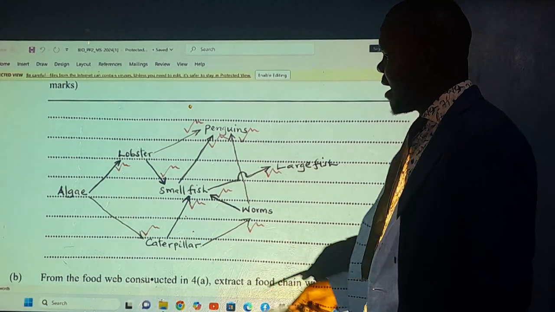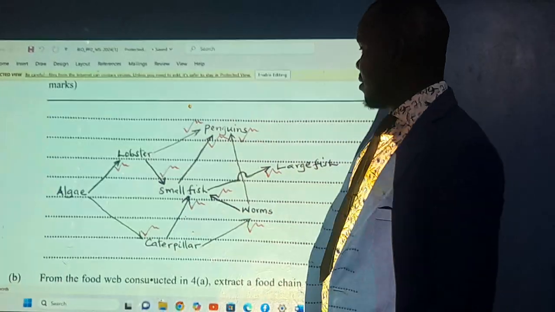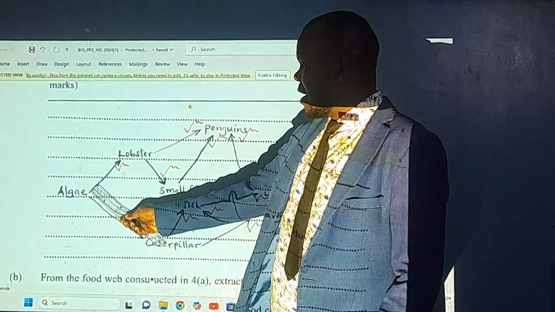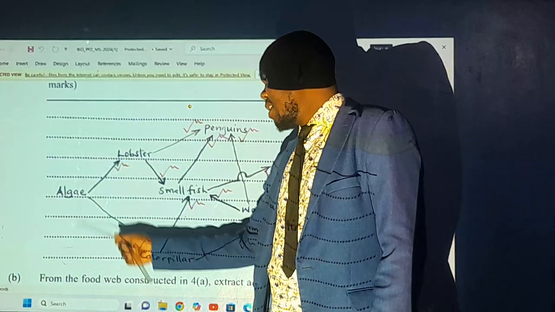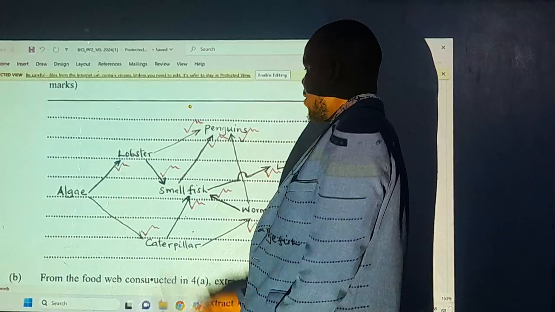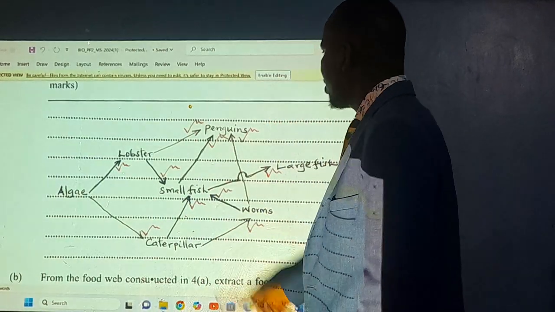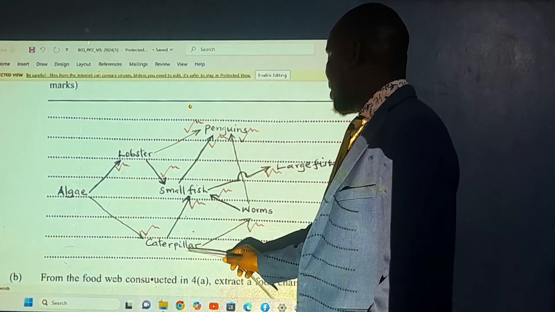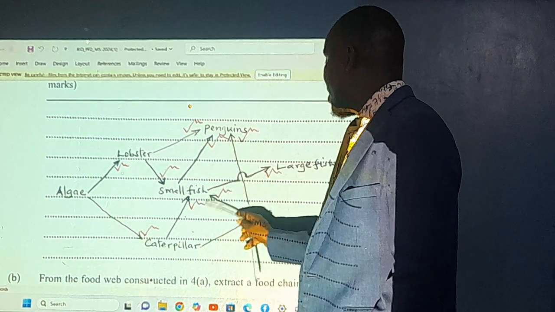We spoke about the algae here. Algae is the producer, and these organisms are in an aquatic ecosystem. The lobster was feeding on the algae, and the algae was still being fed on by the caterpillar, so you get a mark each. The lobster was being fed on by penguins and the small fish, half a mark each. Then the caterpillar was being fed on by worms and the small fish, a mark each.